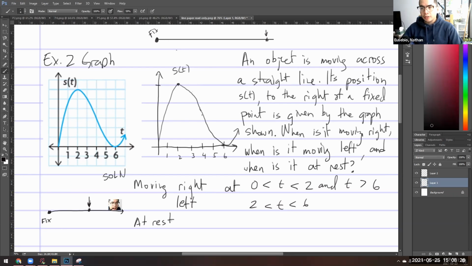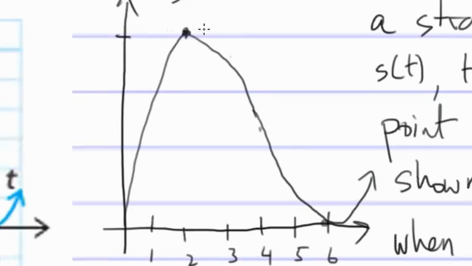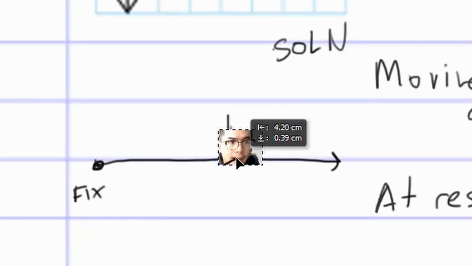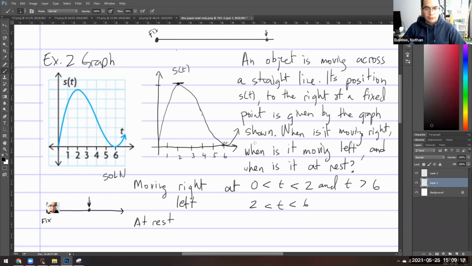At rest is, you're not moving left, you're not moving right. That happens at these points, right? There's a brief moment where the object is moving and then decides to move back towards. So when you're moving away from the object and then suddenly you decide to move back, there's a moment where you're not moving because you have to change directions. The moment right before you change directions, you're at rest. So at rest at t equals 2, t equals 6.